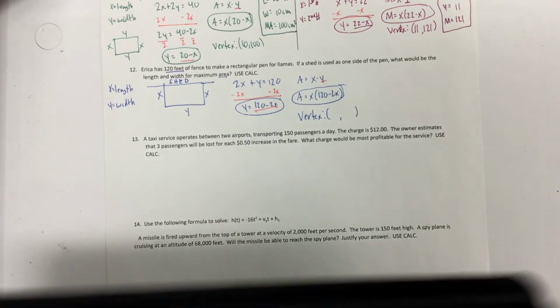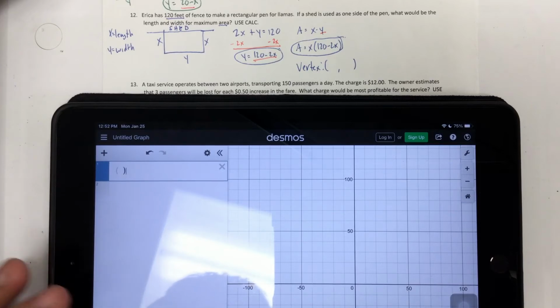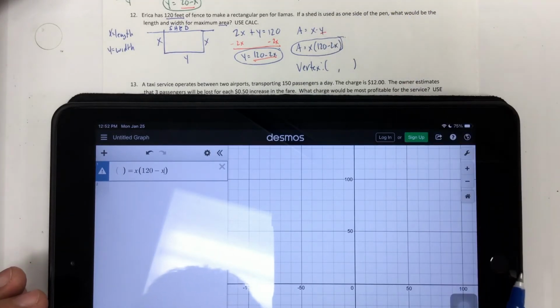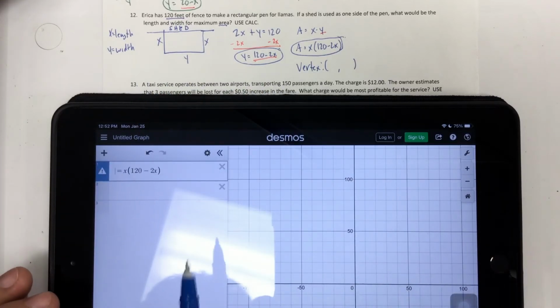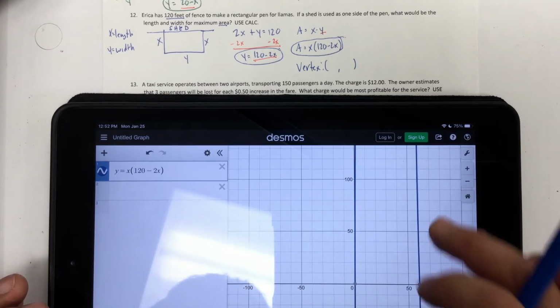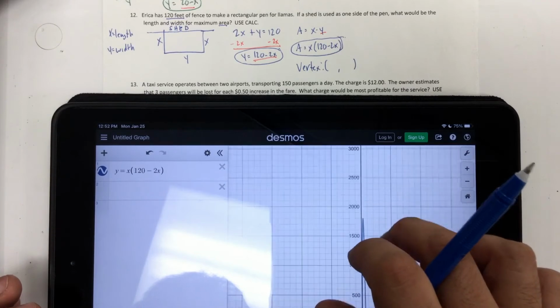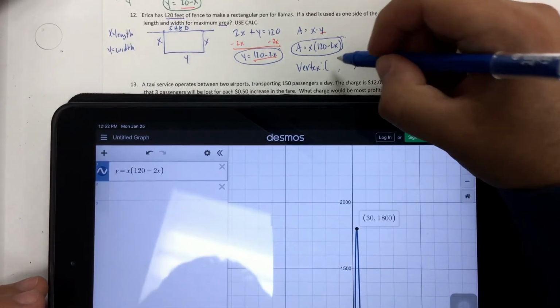All right, so let's take a look here. So we have y equals x times 120 minus x times 120 minus 2x. Oops, and I put... there we go. All right, let's go ahead and see what this looks like. So we need to find that vertex. So there it is right there. And it's 30, 1800.